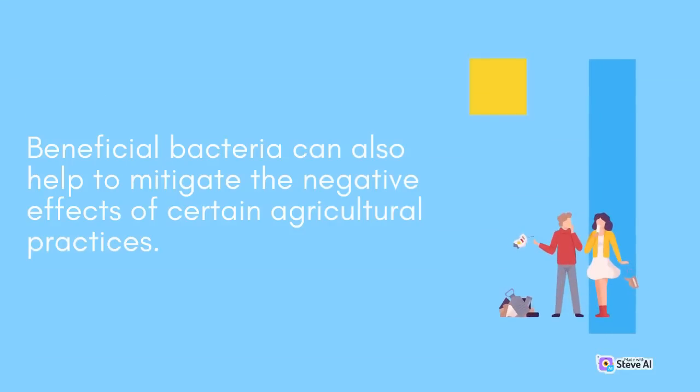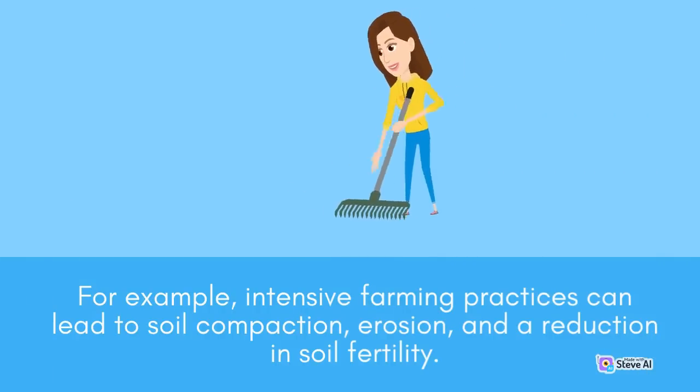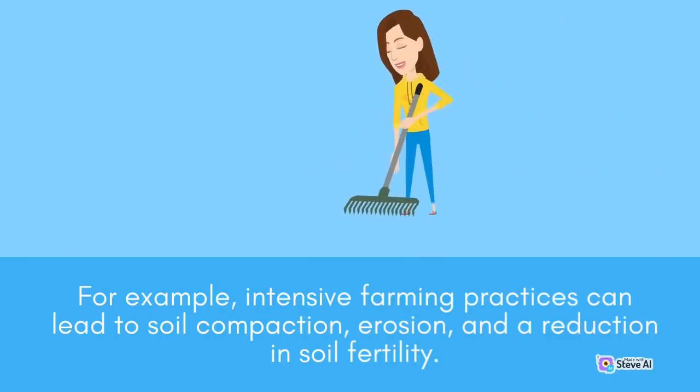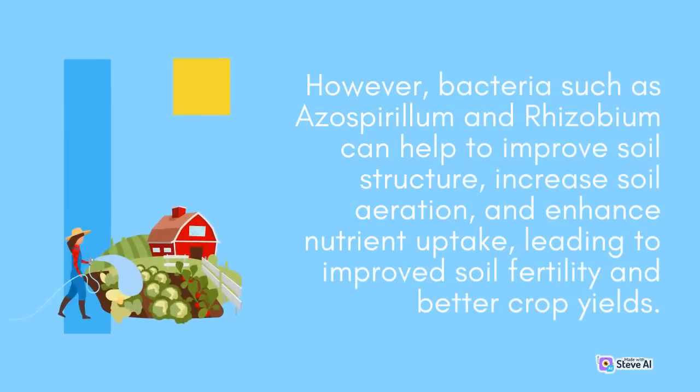Beneficial bacteria can also help to mitigate the negative effects of certain agricultural practices. For example, intensive farming practices can lead to soil compaction, erosion, and a reduction in soil fertility. However, bacteria such as Azospirillum and Rhizobium can help to improve soil structure, increase soil aeration, and enhance nutrient uptake, leading to improved soil fertility and better crop yields.